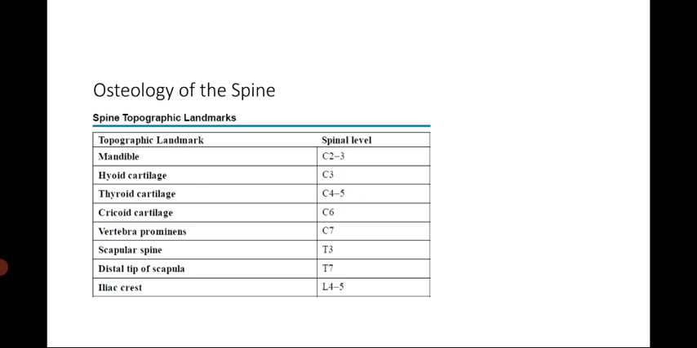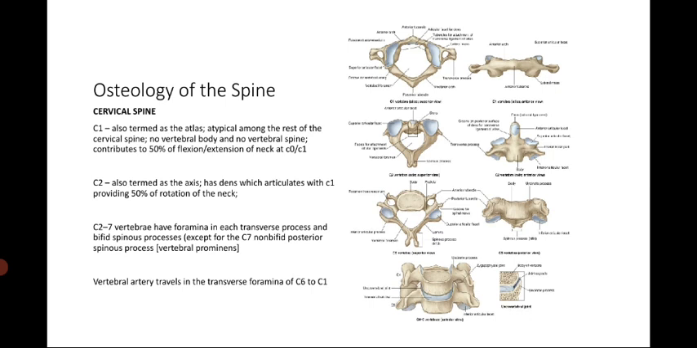Now we'll be discussing each of the types of vertebrae that you would see. So now we'll be discussing the cervical spine. When we're discussing the cervical spine, we divide it into three: the C1 or the atlas, the C2 or the axis, and the C3 to C7.